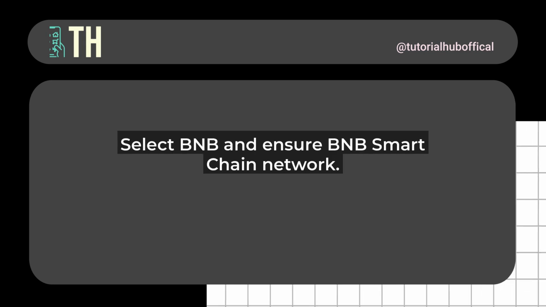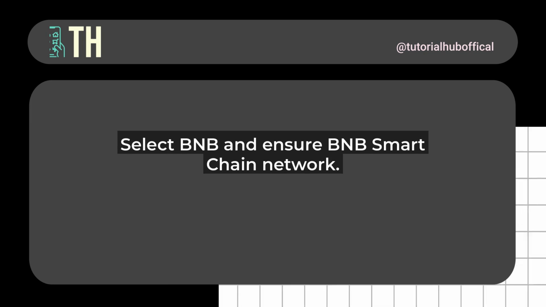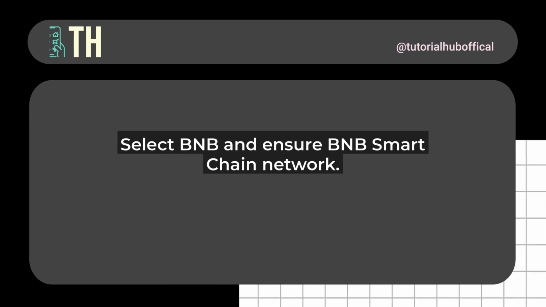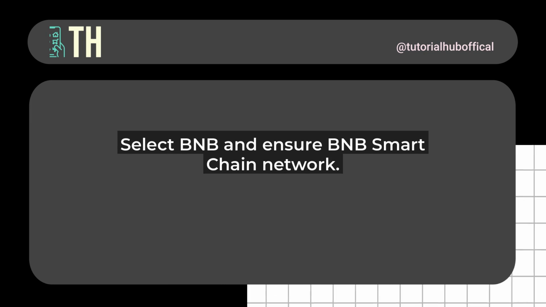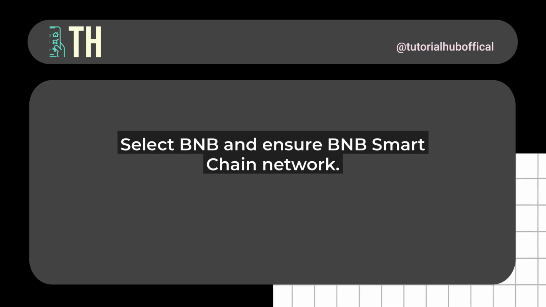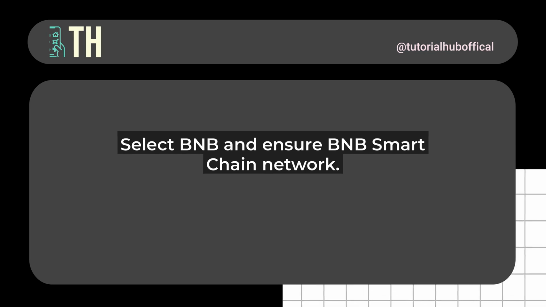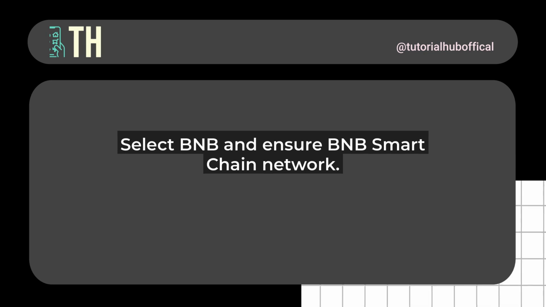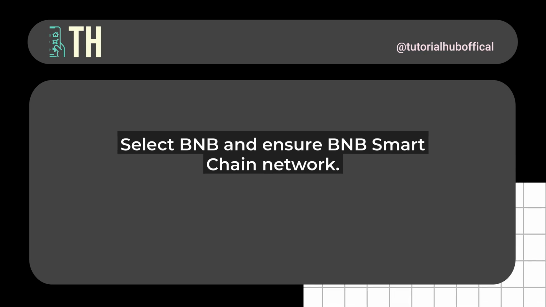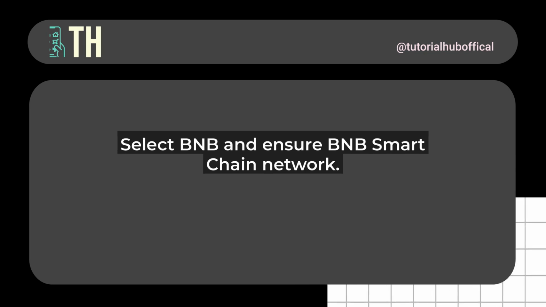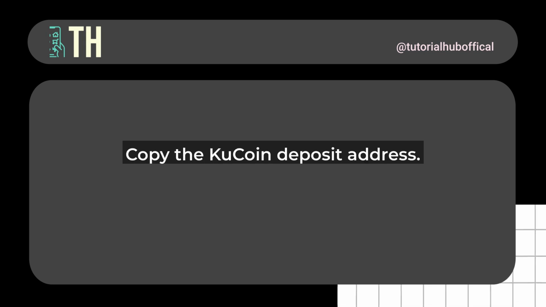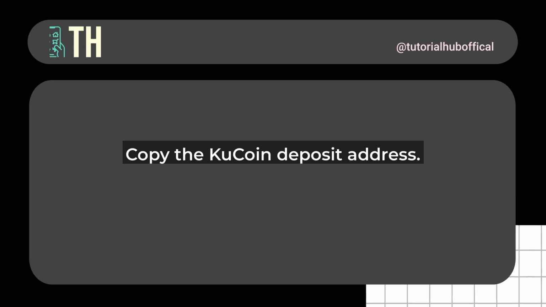Step 2. In the Send screen, you'll need to enter the recipient's address. But hold on, don't copy it yet. Head over to Kucoin. Log into your Kucoin account, go to the Assets section, and select Deposit. Choose BNB from the list of cryptocurrencies, and make sure it's set to the BNB Smart Chain network. Kucoin will then generate a unique deposit address for your BNB wallet.